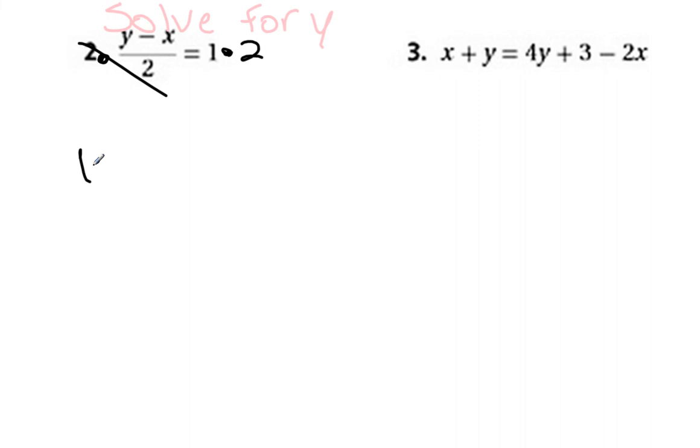Alright, this cancels out, so we get y minus x equals 2. Okay, since we want to solve for y, we get y by itself, which means we need to get rid of this negative x, so we have to add an x.